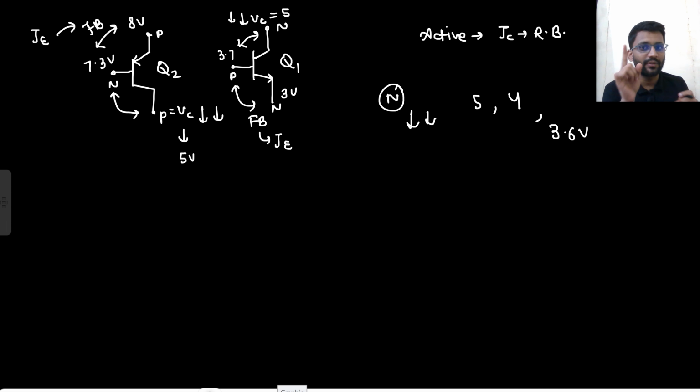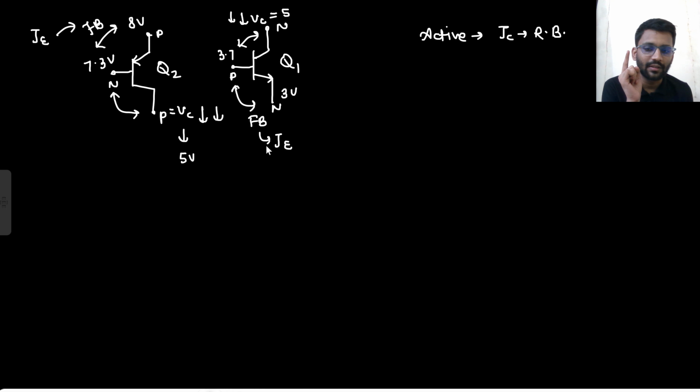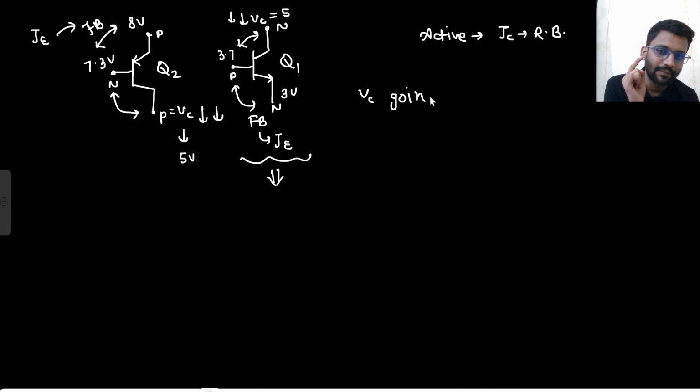If VC is going down, that means Q1 is moving towards saturation. If VC goes down, then Q1 moves towards saturation because N potential is going down. If N potential is going down, that means forward bias is getting increased, and that means you are moving towards saturation. So if VC goes down, the problem is with Q1. Here I am writing: VC going down, then Q1 moves towards saturation.